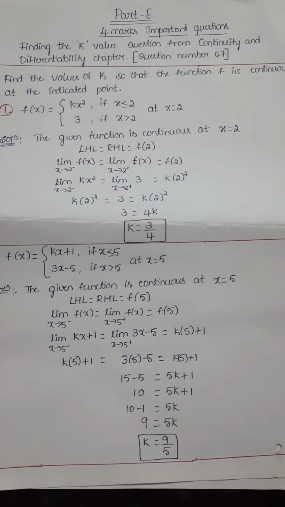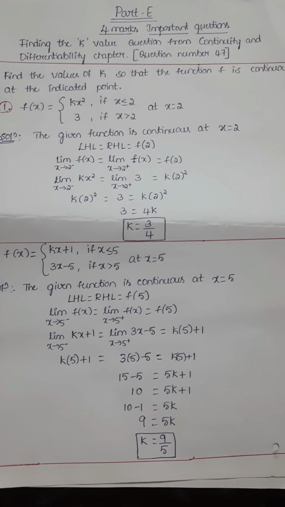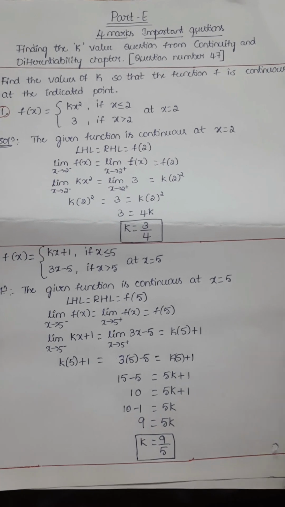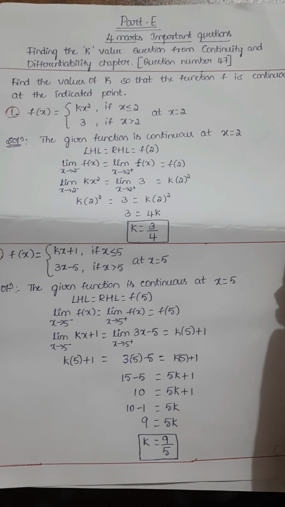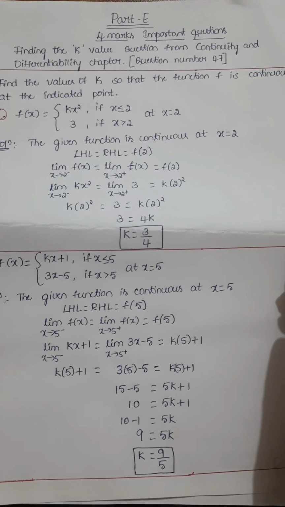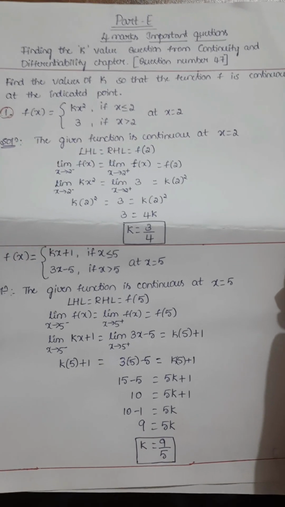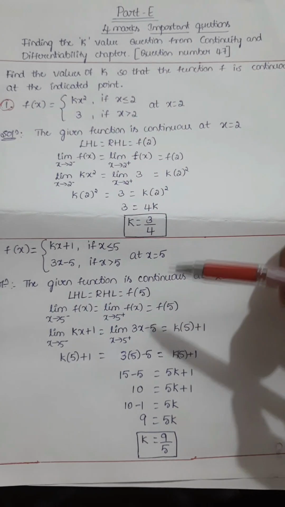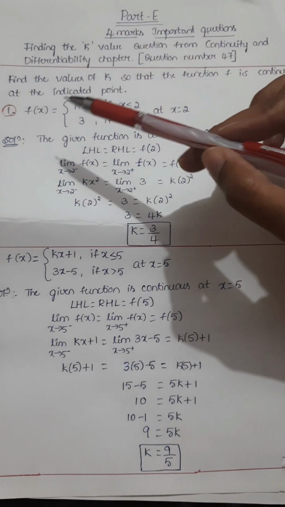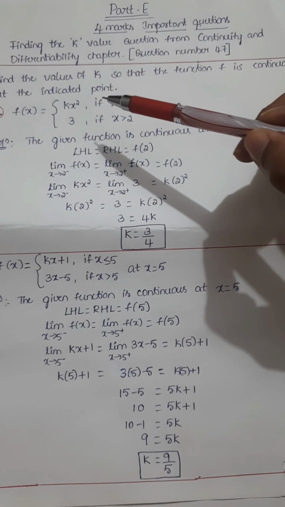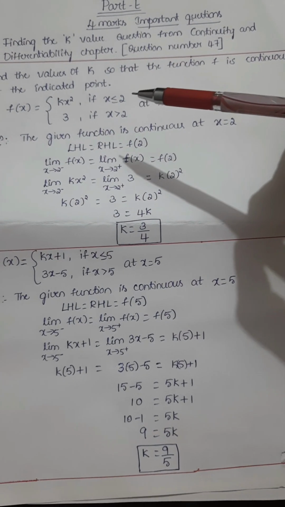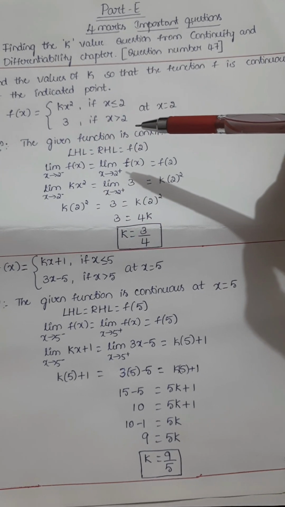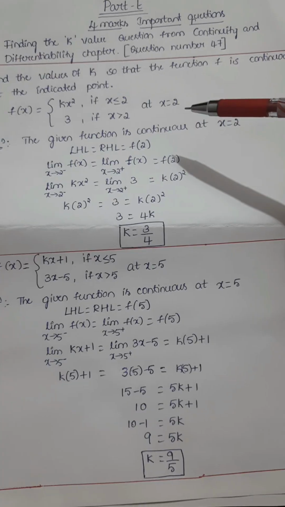Finding the k value question from the continuity and differentiability chapter, that is question number 47. Find the values of k so that the function is continuous at the indicated point. This is the question. There are 4 different questions. First one is f of x is equal to kx square if x is less than or equal to 2, and 3 if x is greater than 2, at x is equal to 2.